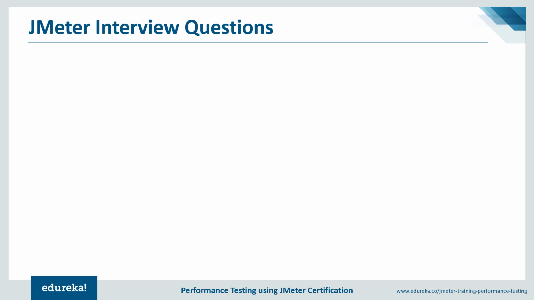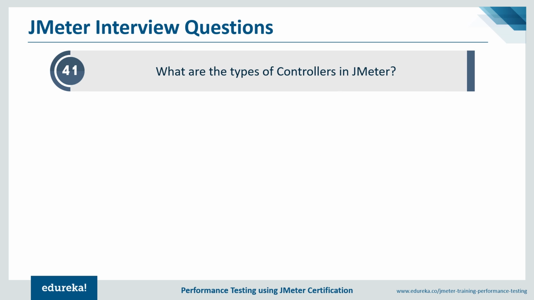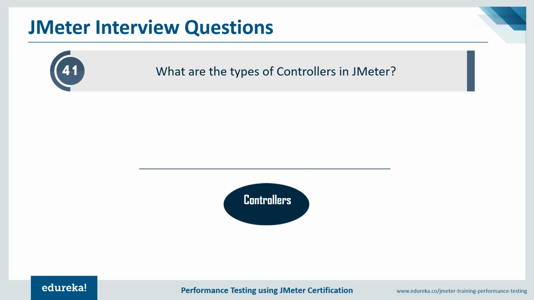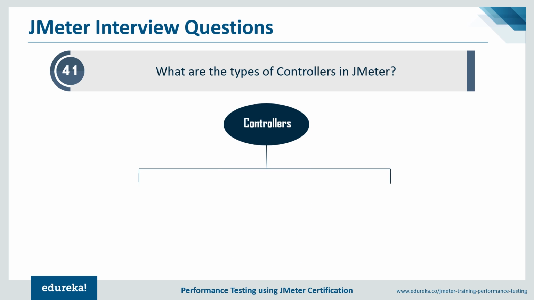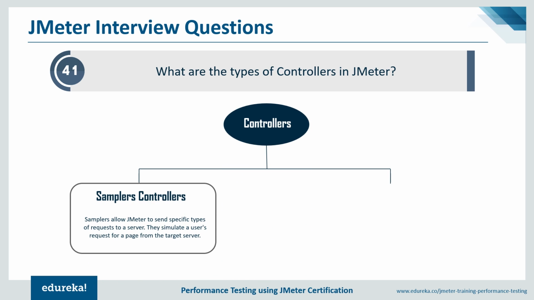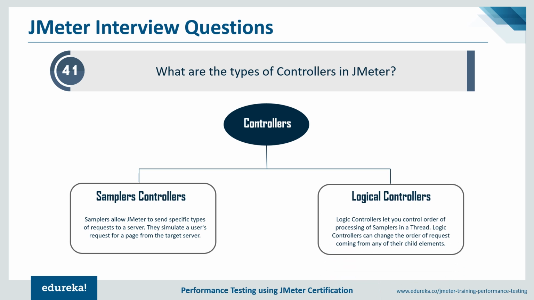Moving on, the next question is: what are the types of controllers in JMeter? Normally we construct a test plan which consists of small units of functionality like login, add product or logout. Now the functionality can be stored inside controllers as modules. There are two main types of controllers in JMeter, that is the sampler controllers and the logical controllers.